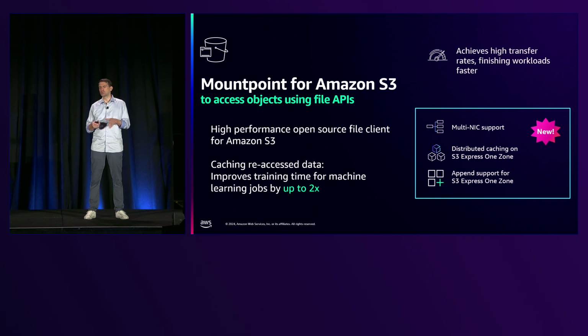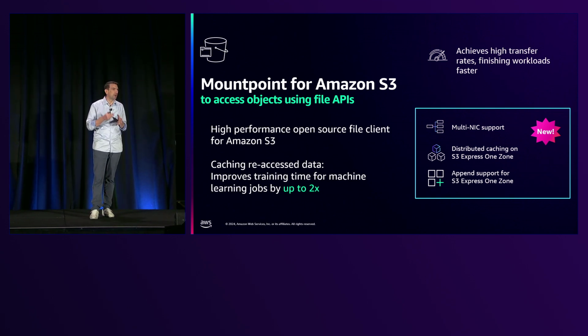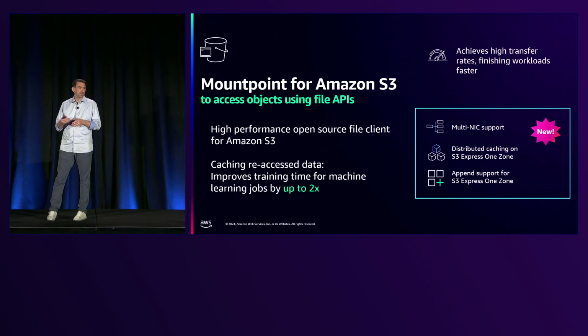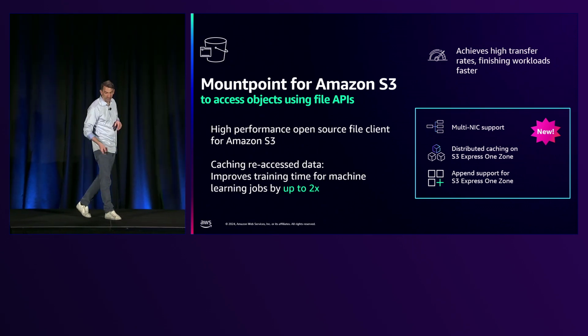And what a distributed cache means is you don't have to think about how big this cache should be. You don't have to scale it up or down. You can just use it as you want, and you get the performance improvements of Express, but still have your data stored in S3 for durability, availability, etc. And you can also have append as part of MountPoint.